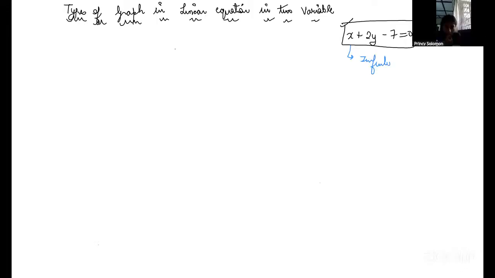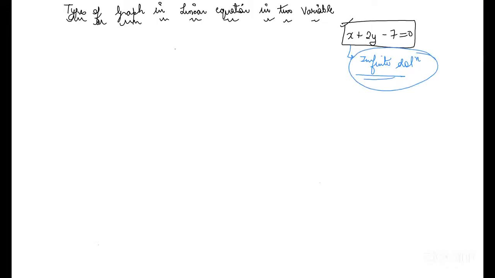Yes, sir, but in this equation the power is only one, right? Yeah, the degree of a linear equation is 1, the degree of the polynomial is only 1. But because it has two variables, the solutions become infinite.